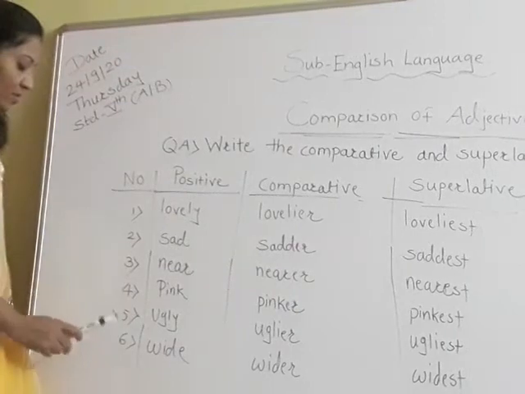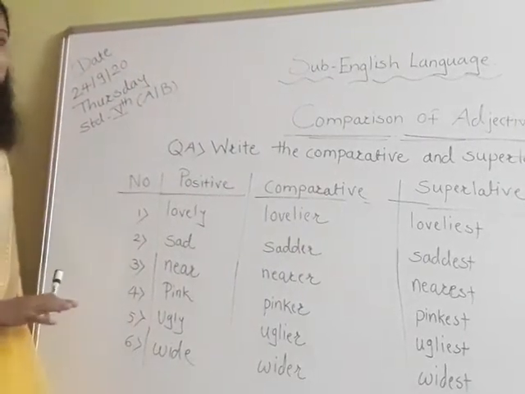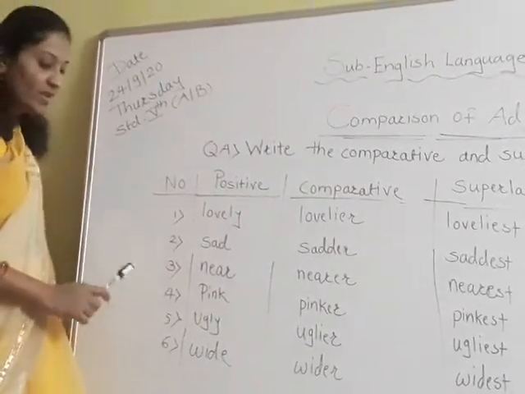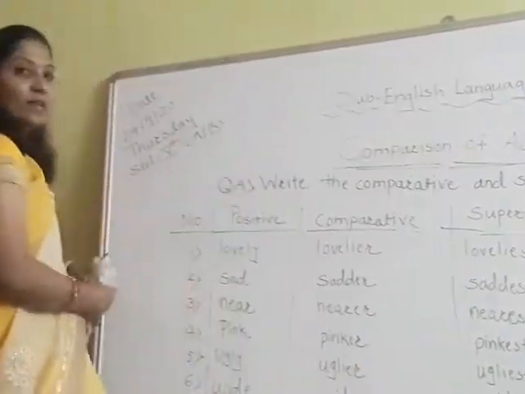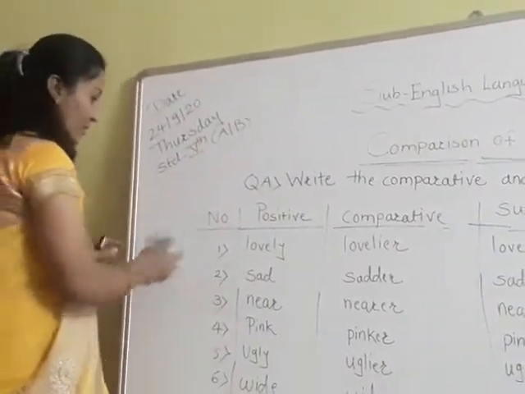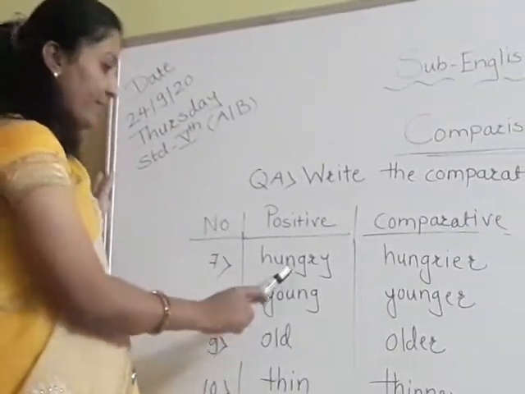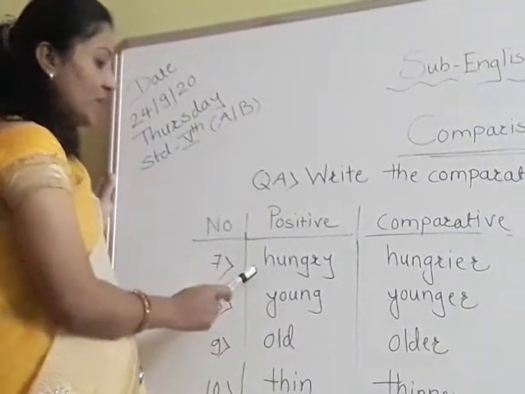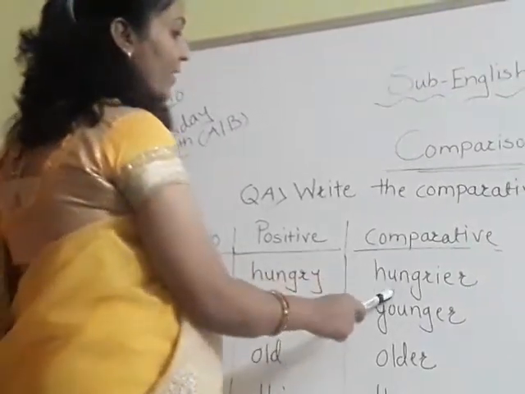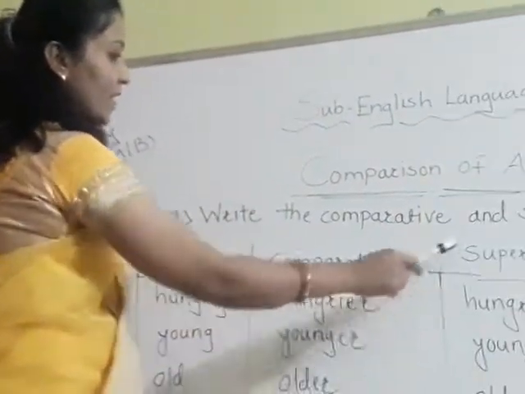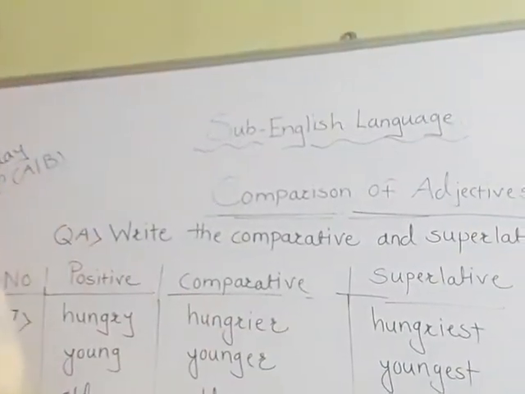So, have you understood up to now? Now let's move further. Four examples are remaining that we are going to write now. See, the next word is hungry. Positive degree, in positive degree it is given hungry. In comparative degree it becomes hungrier, and in superlative degree it becomes hungriest.